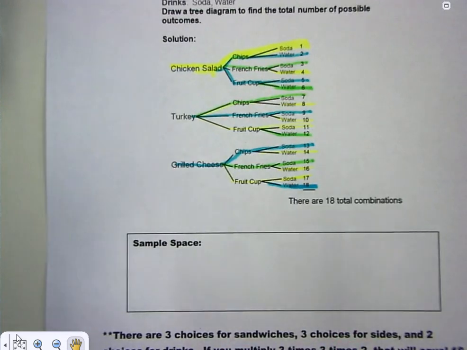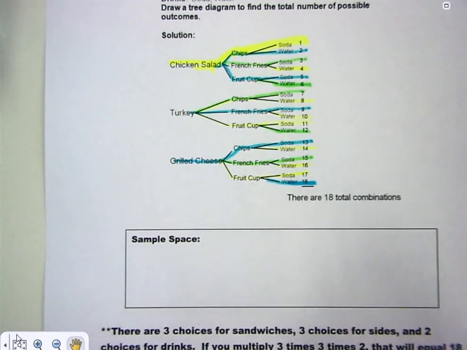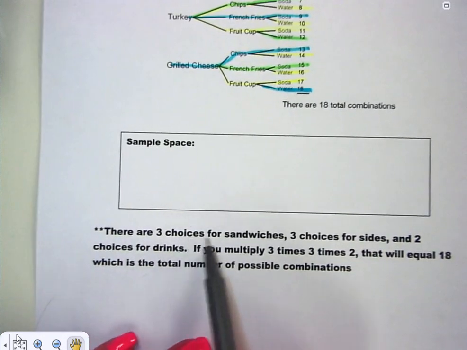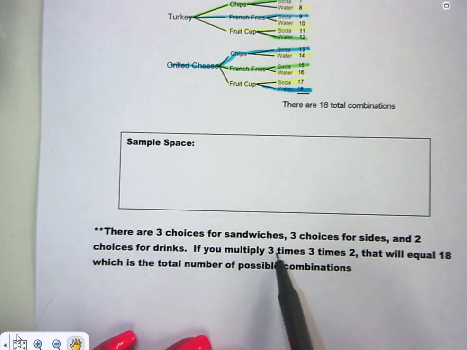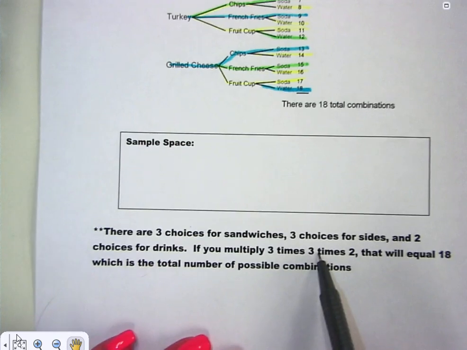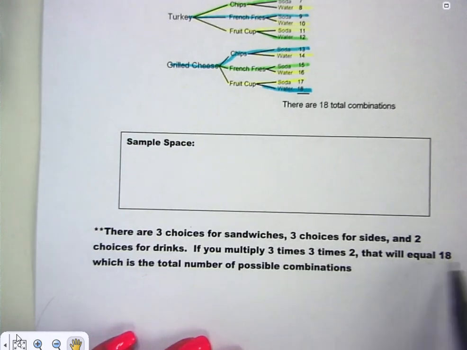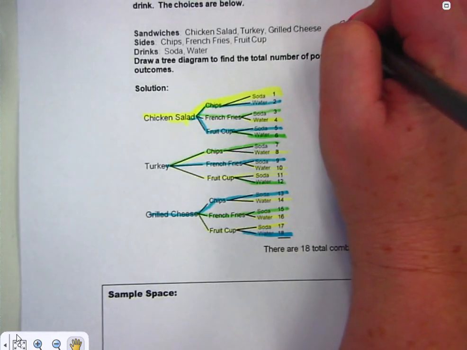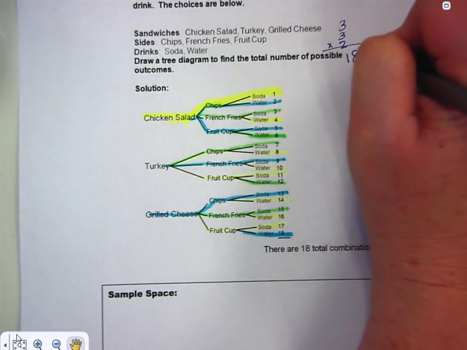All right, so there's some math that we can do to get there so that we don't always have to do a tree diagram, but you'll see how the tree diagram is helpful in just a minute. So there are 18 total combinations. Here, the math says there are 3 choices for sandwiches, 3 choices for sides, 2 choices for drinks. If you multiply 3 times 3, you get 9, and 9 times 2 is 18. So if you multiply these choices together, 3 times 3 times 2, you get 18 choices.